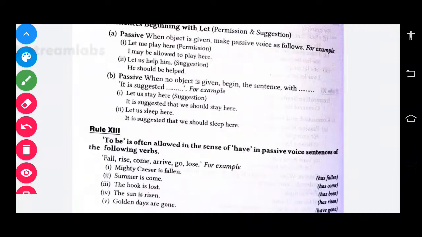Let him be here. He is suggested to be here. We have to say he suggested that he should stay here. He should be here. Okay, clear?